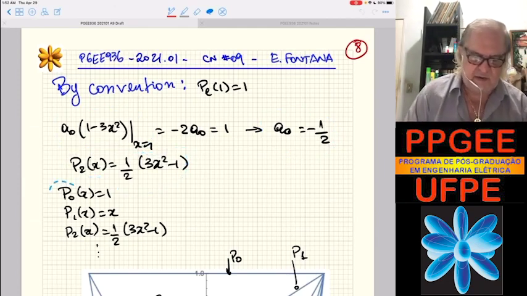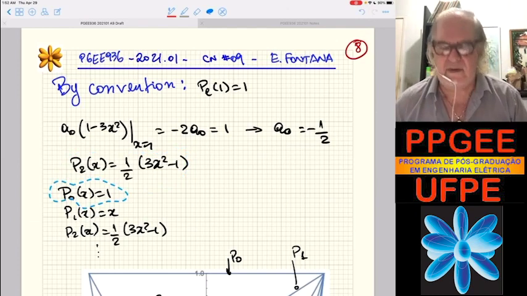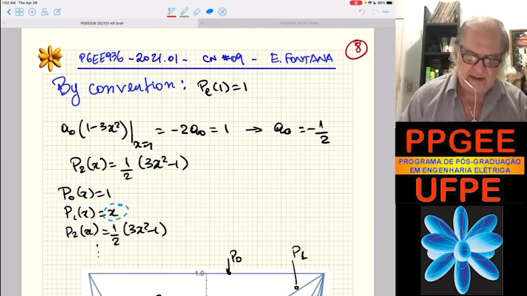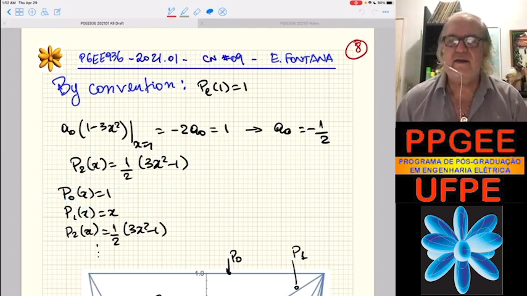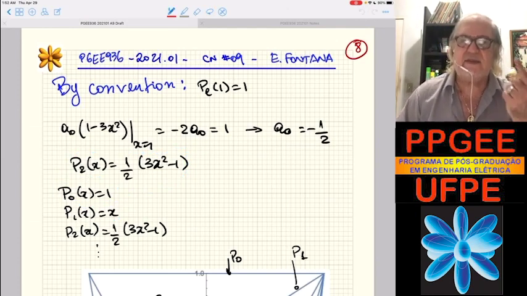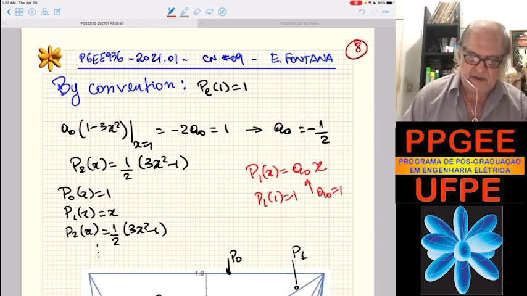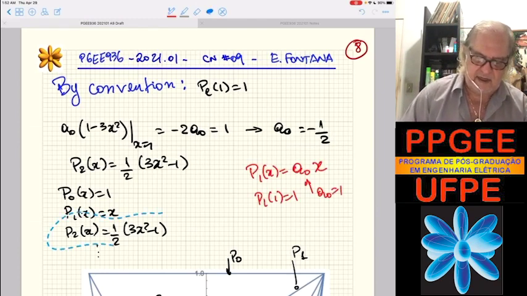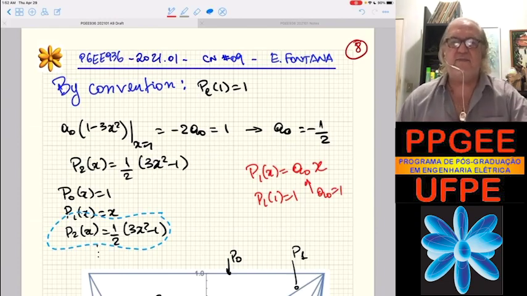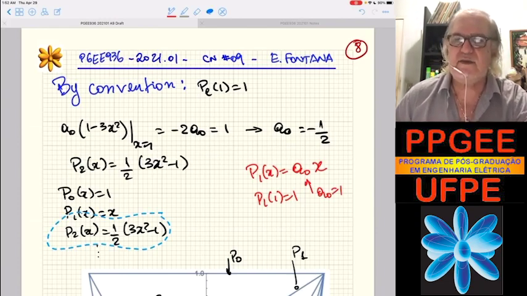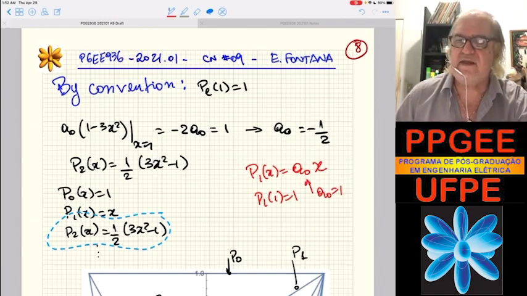So the Legendre polynomial P2 would be something like this. You see P0 is just L equals 0, so the power is 1. P1 equals x, because it's just one single power. P1 of x equals a0 times x, but P1 of 1 equals 1, so this is chosen equal to 1. P2 is given by this expression here, and so forth. Let me show you some polynomials. Let's go to my Mathematica interface.